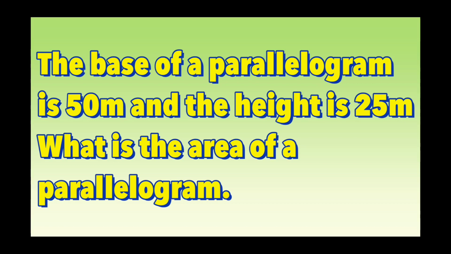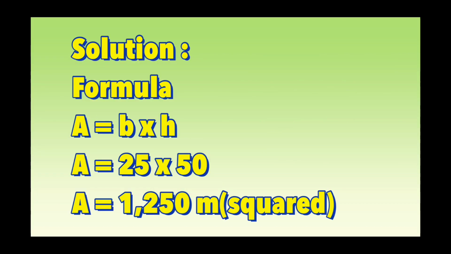So our solution, we use the formula again of parallelogram. Area equals base times height, and we have to substitute. From the problem, the given base is 50 meters and the height is 25 meters. And then we have to multiply 25 times 50, so the area now is 1,250 square meters. Okay, thank you.